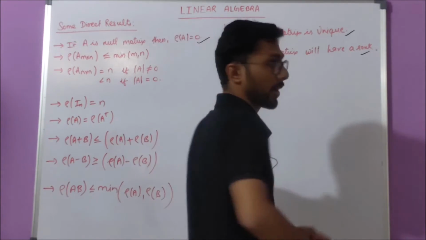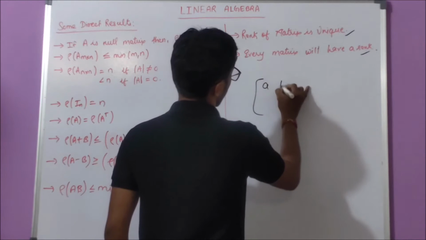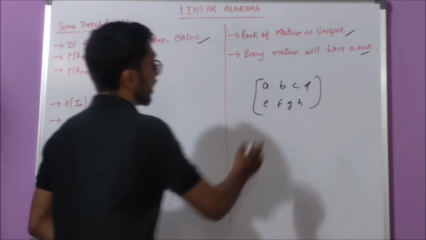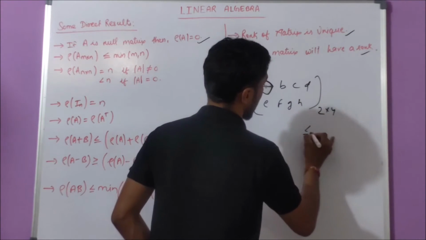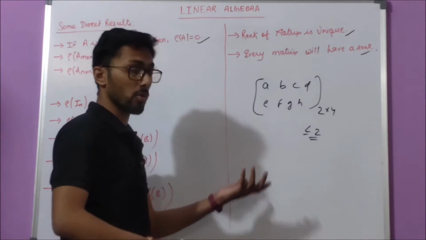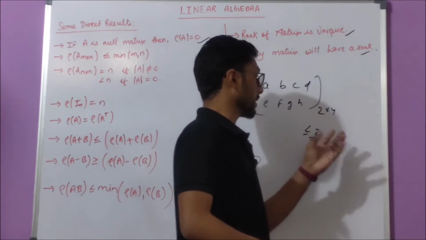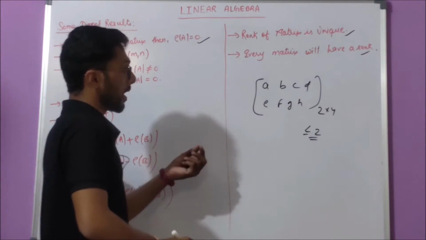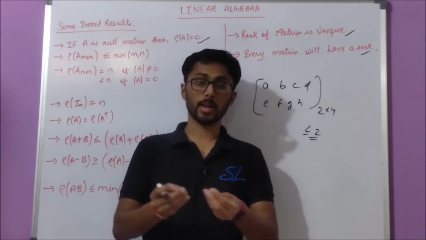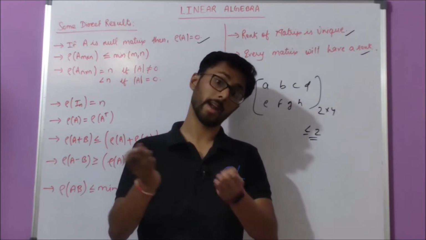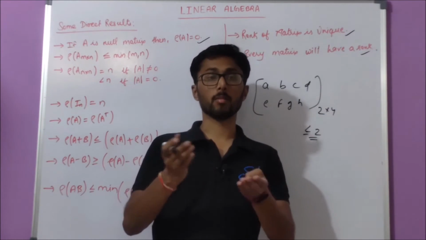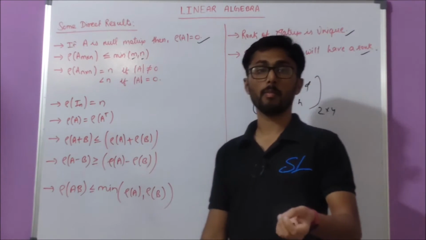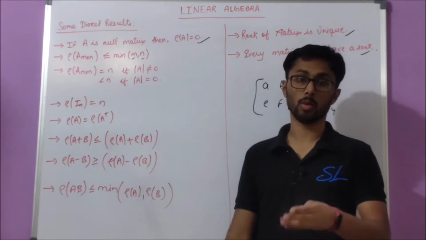Now the second is if a rectangular matrix is given, suppose a matrix is A, B, C, D, E, F, G, H. It is a 2 cross 4 matrix, so the rank of this matrix should be less than or equal to 2. If the number of rows or the number of columns is smaller, then the rank of the matrix should be at most that. So if a matrix has m rows and n columns, then the rank of the matrix should be less than or equal to the minimum of rows and columns.